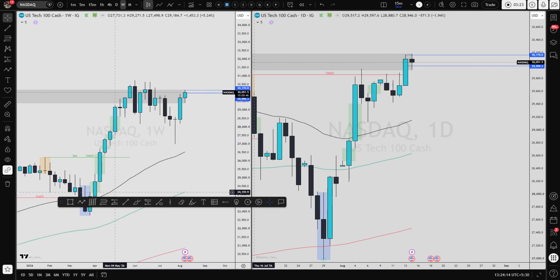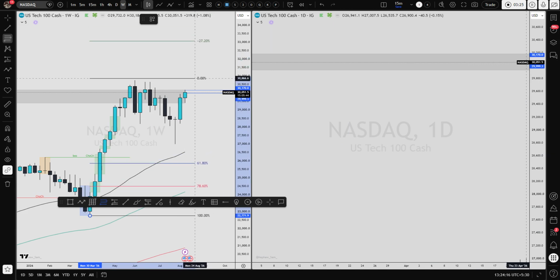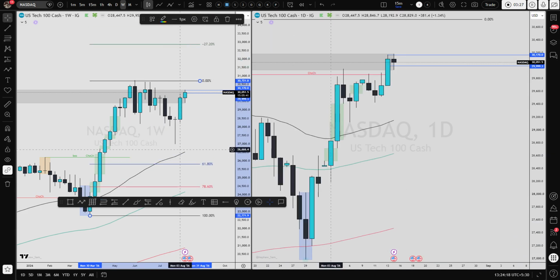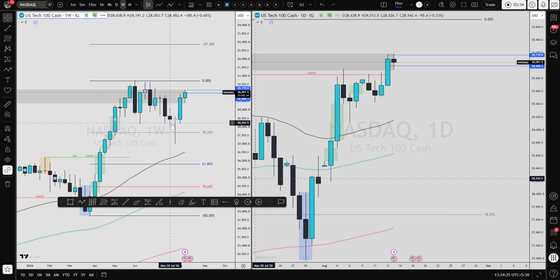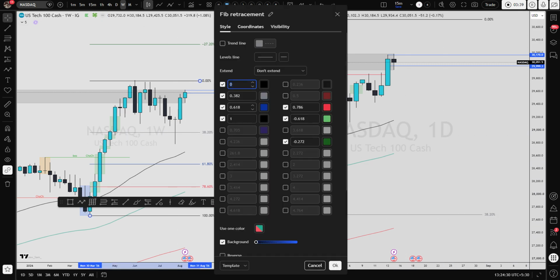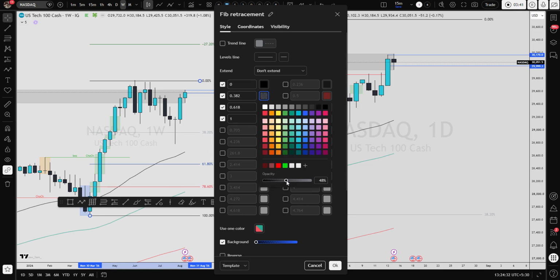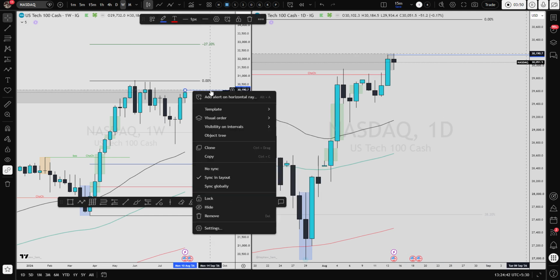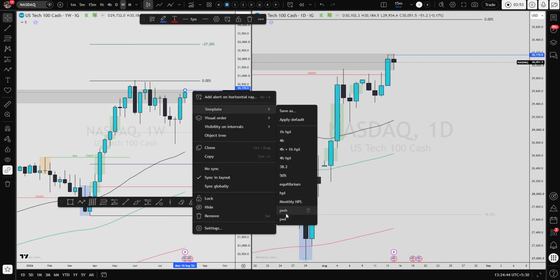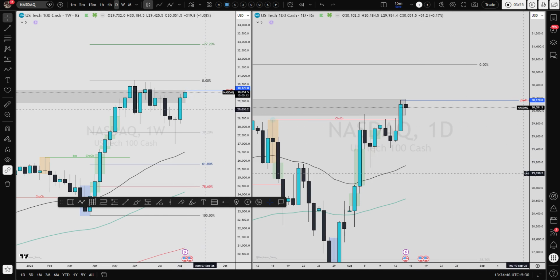Okay, if we drop our Fibonacci on this impulsive move, then we are rejecting from somewhere around the 38.2% level. Okay, this one, we are bouncing from 38.2%, and it's possible that we're going to see a trade above previous weekly high. So this is the previous weekly high that we have, so we can target towards this high.